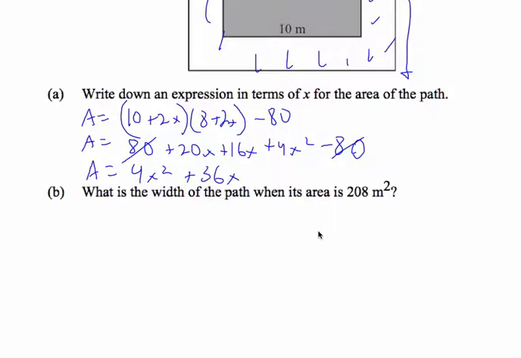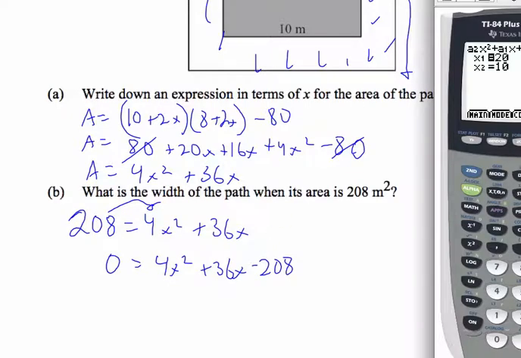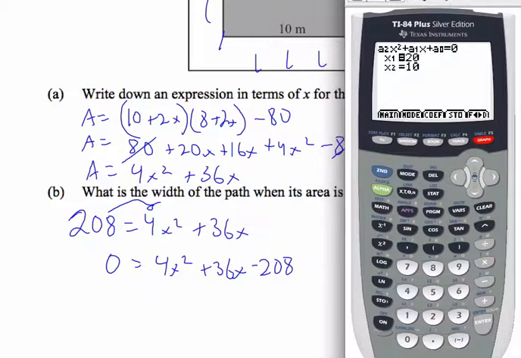Okay, what is the width of the path when the area is 208? So we just need to put in 208 into our equation for area. So 208 equals 4x squared plus 36x, and I'm going to get 0 on one side here. So bring this over to this side, we get 4x squared plus 36x minus 208. And I'm going to use the GDC to solve that equation. So I'm going to clear these coefficients and type in 4, 36, and negative 208.